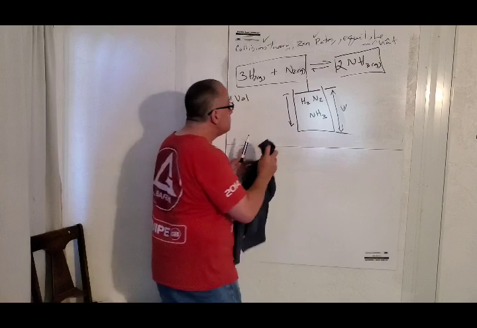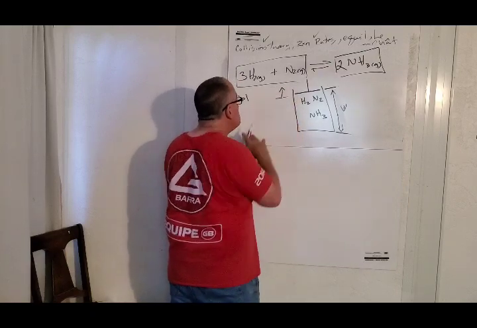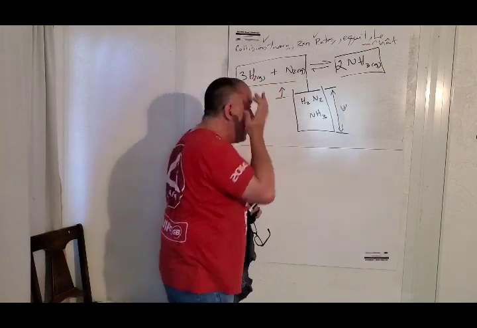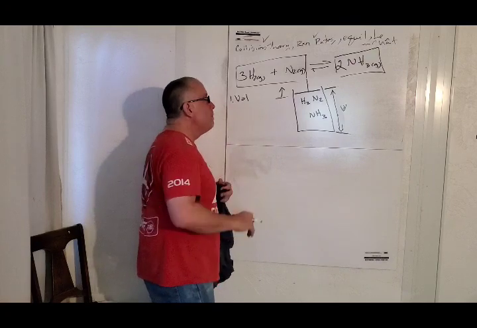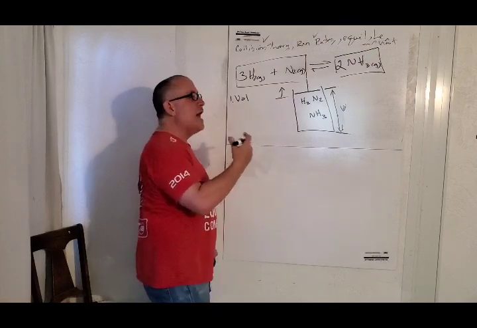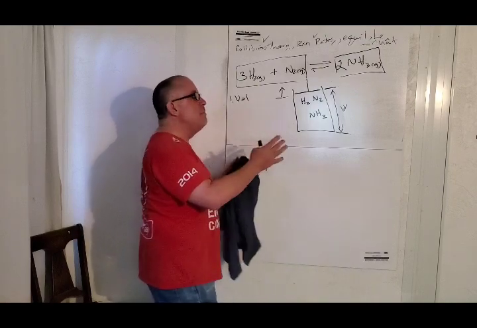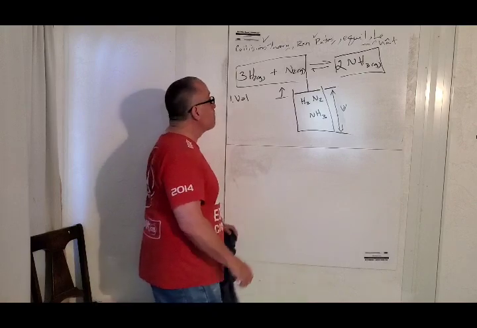If I increase the volume, I pull that piston up, I make the container bigger. That's all I do. I don't put more chemicals in there. I just make the container bigger. Instead of shifting to the side with the least moles of gas, it'll shift to the side with the most moles of gas in order to fill up the container.